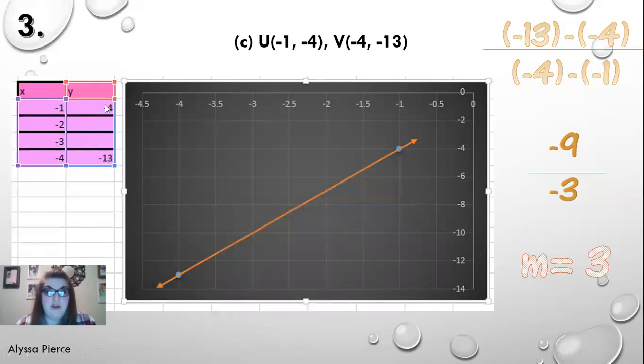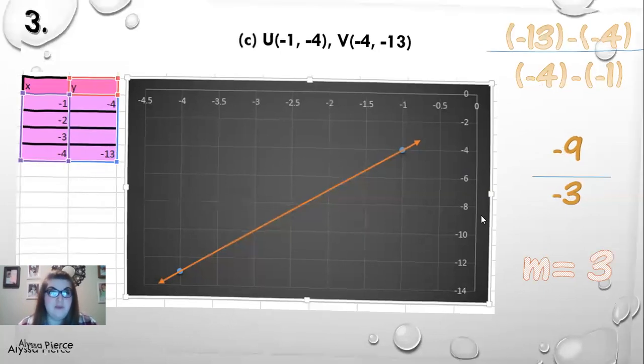So we have our -1, -4 all the way down here, and then we have, well, actually that's right there, and then we have our -4, -13 right here all the way at the bottom. So again, I just solved this algebraically with that formula I just showed you. So we end up with -13 minus -4 over -4 minus -1, and we end up with -9 over -3, which gives us a slope of 3. And that completes question number 3.